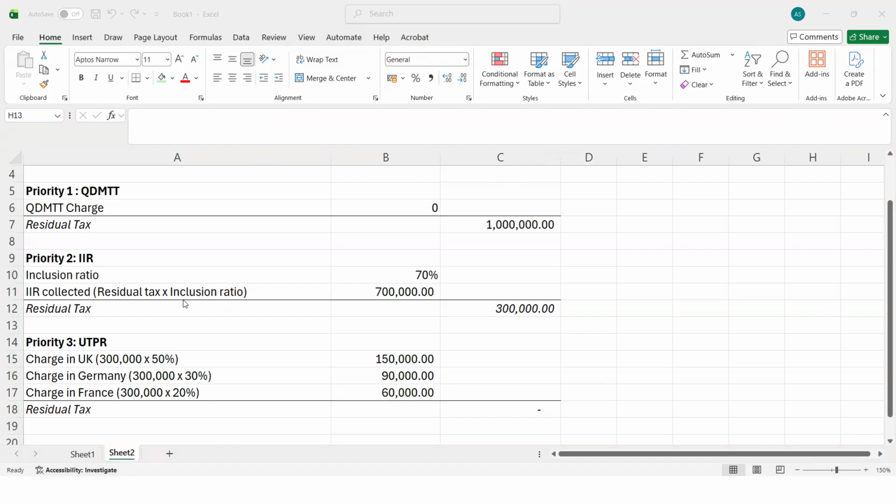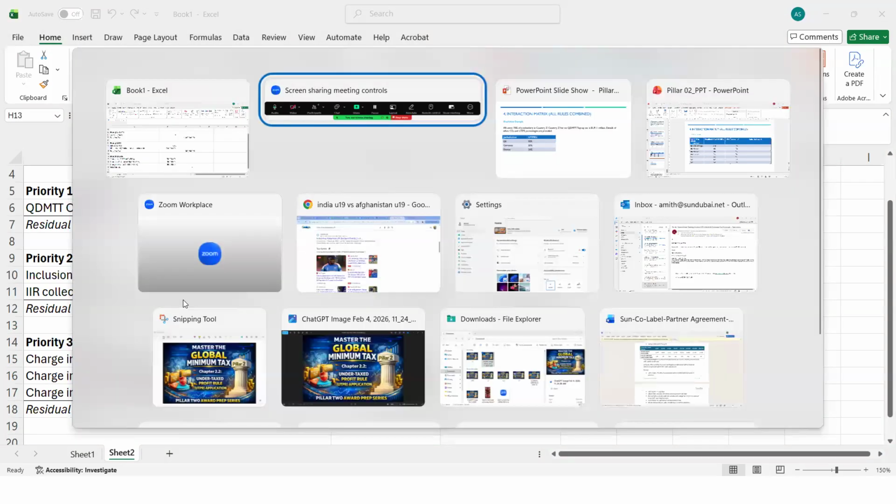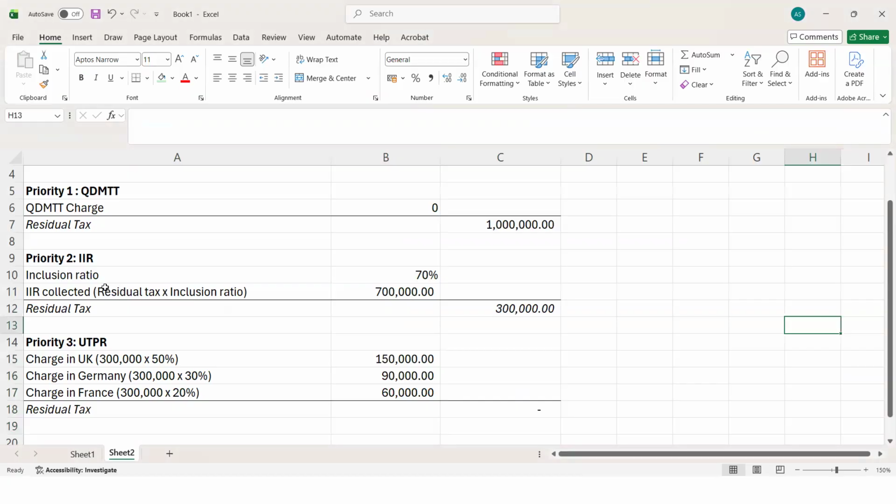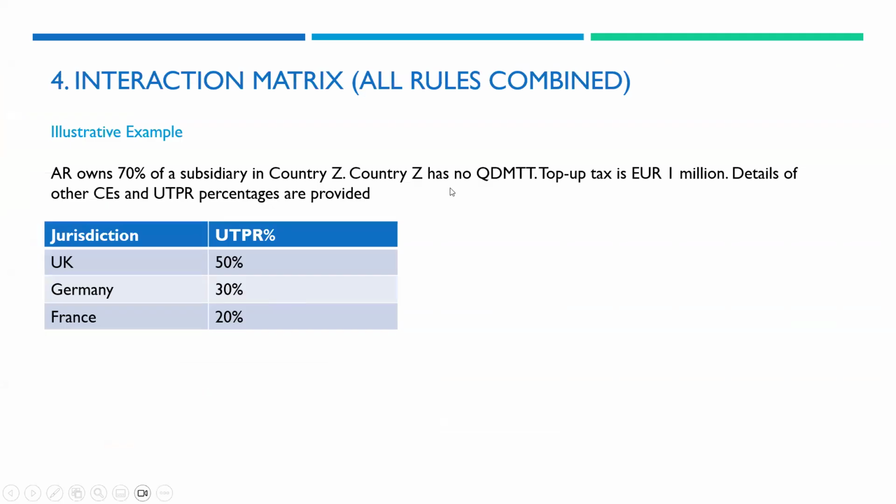Right now there are no details about POPE. But if there is a POPE and POPE is having 100% in subsidiary C, then things will end in IIR itself, right? There is no specific mention of a POPE anywhere. So if the question has a POPE, and the POPE is having 100% ownership, then definitely IIR will stop at POPE. But if POPE is not having 100% ownership, but let's say 90% ownership, then again UTPR will kick in. Okay.